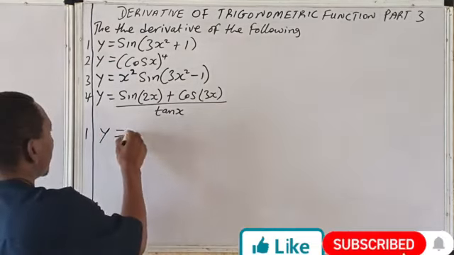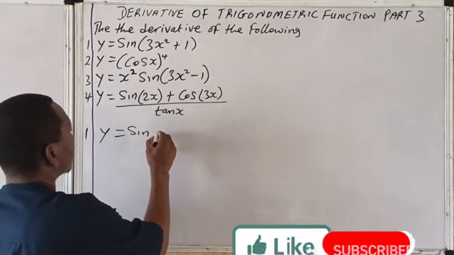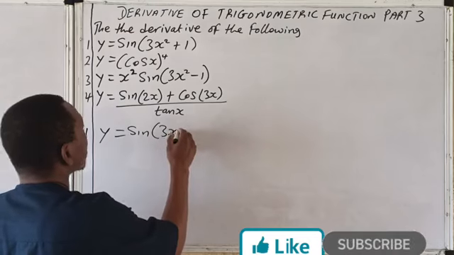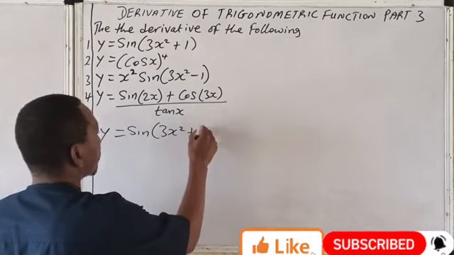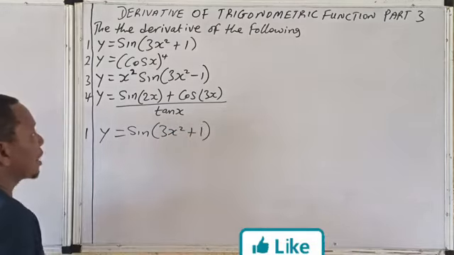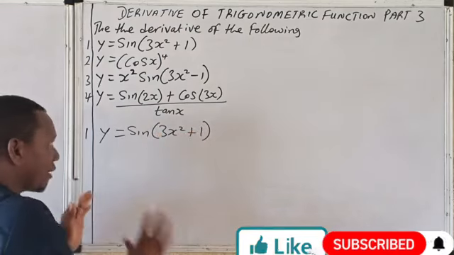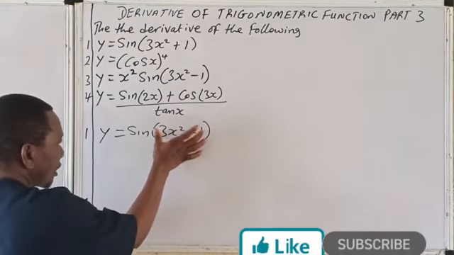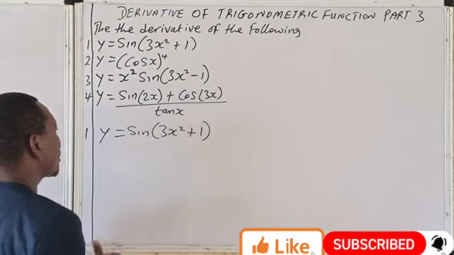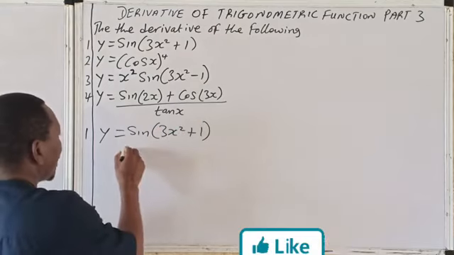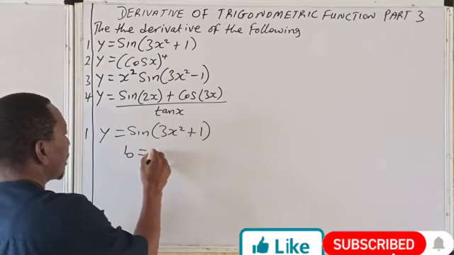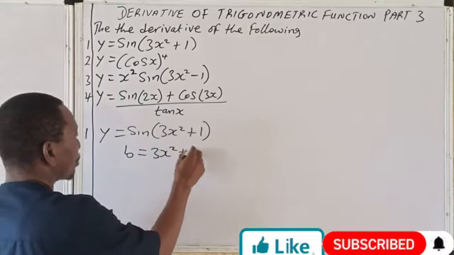It's very easy. Sine of 3x squared plus 1. This looks like a function inside another function. So what you just do is simple: use a letter to represent the inner function. Let's assume that b is equal to 3x squared plus 1.